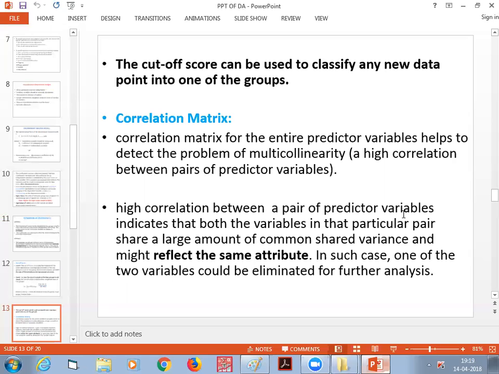One of them would have been enough. So that is the case of multicollinearity. We can use that correlation matrix to check which of the variables are highly correlated with another variable. High correlation between a pair of predictor variables indicates that both variables in that pair share a large amount of common variance and might reflect the same attribute. Therefore, there is no need to take both as different variables. In such a case, one of the two variables could be eliminated for further analysis. That's what I explained just now.